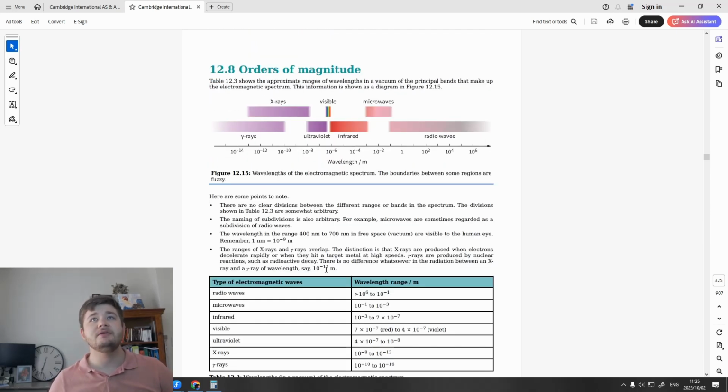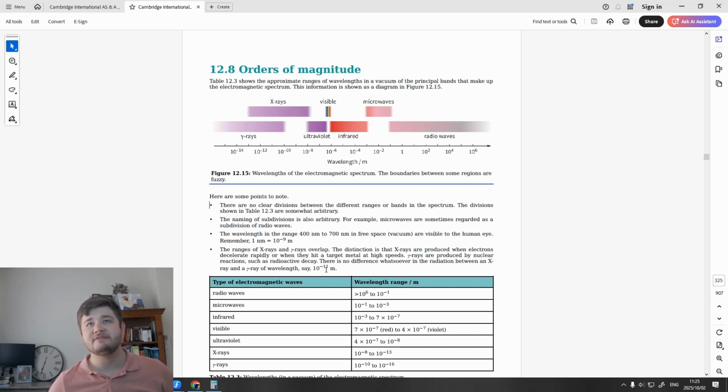Okay, and here you can see the orders of magnitude again of wavelengths measured for the different types of light that we find: gamma rays, X-rays, ultraviolet, the whole shebang. But there are some things that we need to consider. As we said earlier, these divisions are arbitrary. They have no clear divisions between them. The naming of these divisions is also arbitrary.